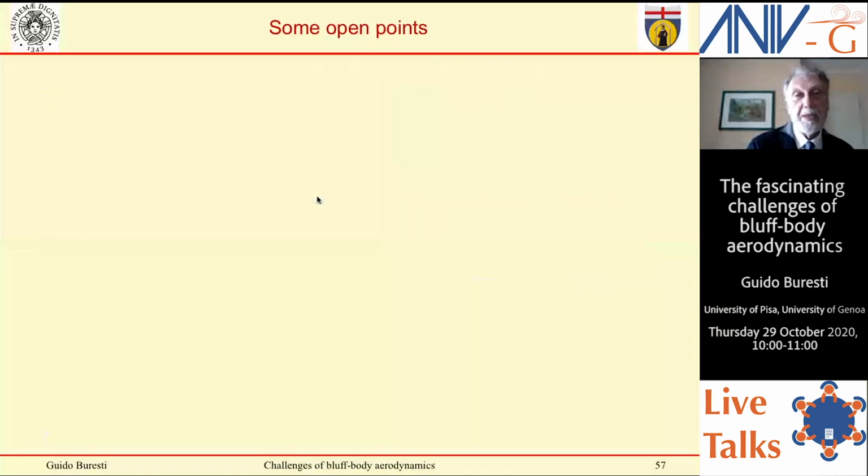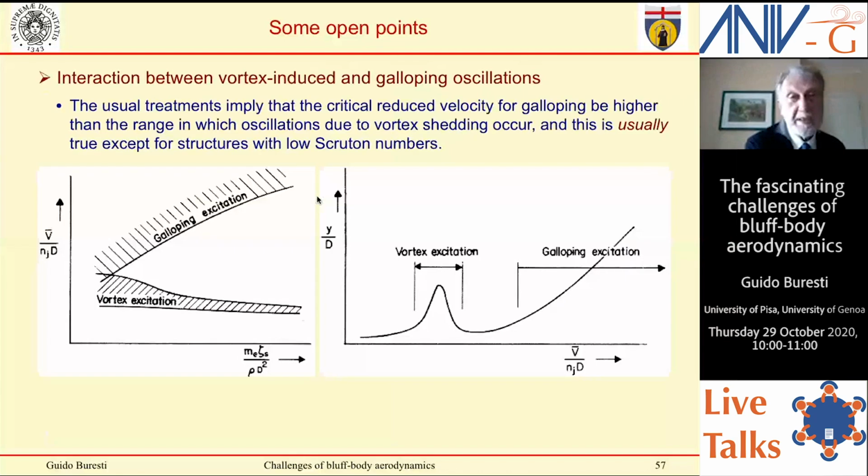Now, some open points, which I think we end with. We start with the interaction between vortex-induced and galloping oscillation. All the treatment, especially of galloping, implies that the reduced velocity for galloping is sufficiently higher than the ratio of velocities for vortex shedding excitation, vortex shedding response. Otherwise, our treatment is not valid.